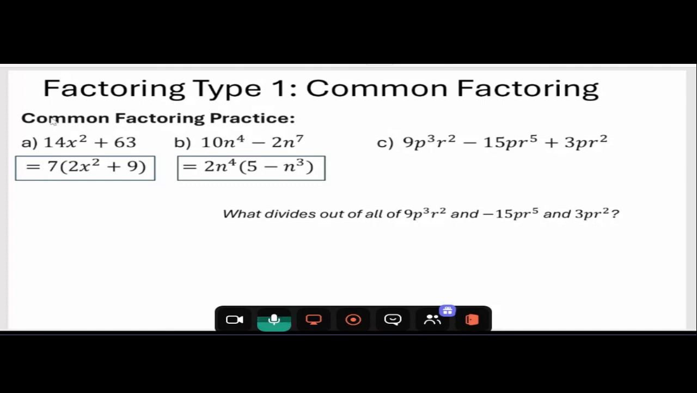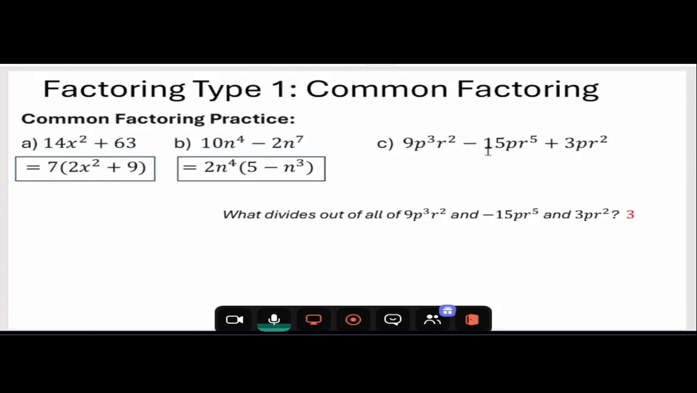What comes out of all 3 terms? What comes out of 9p cubed r squared and 15pr to the 5th and 3pr squared? Well, let's break this down. Let's look at the numbers first. 9, 15, and 3. What divides out of all of 9 and 15 and 3? What's the biggest thing? I think it's just going to be a 3 that comes out of all of those.